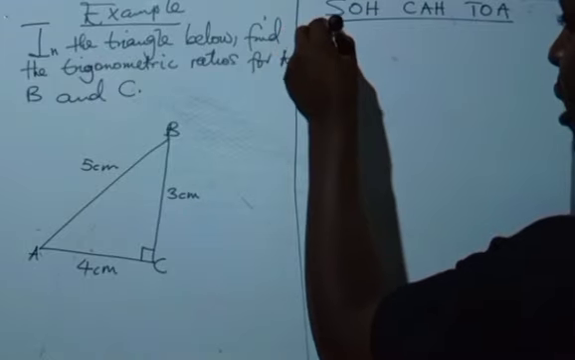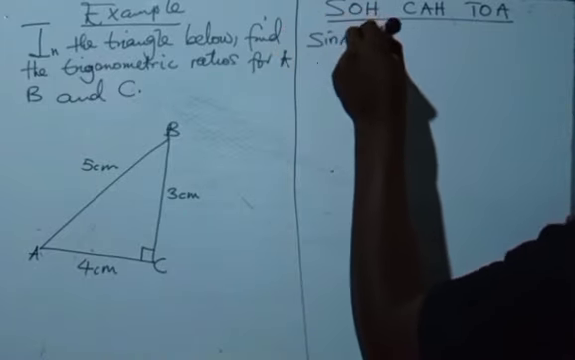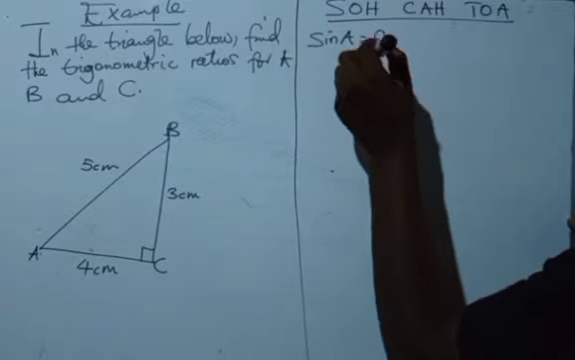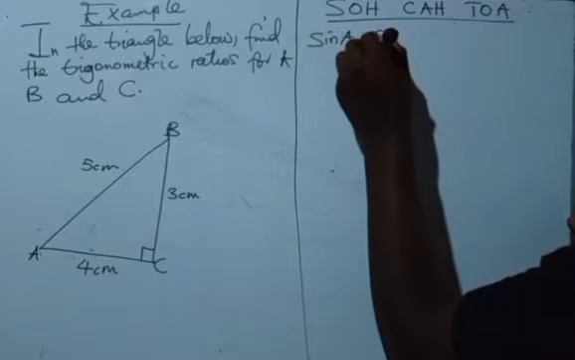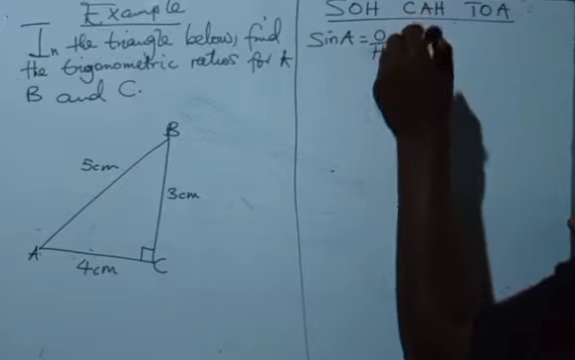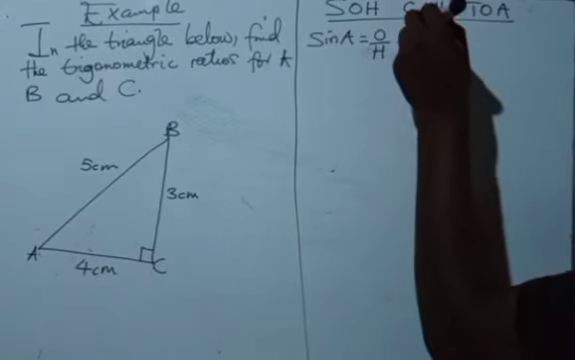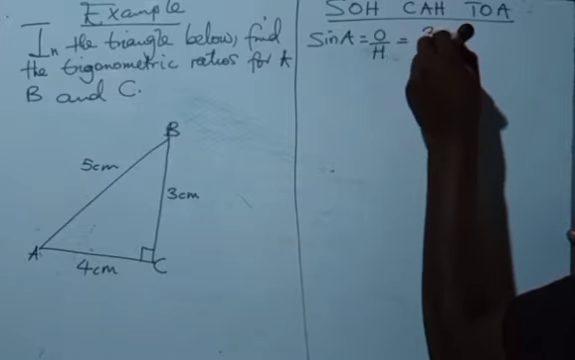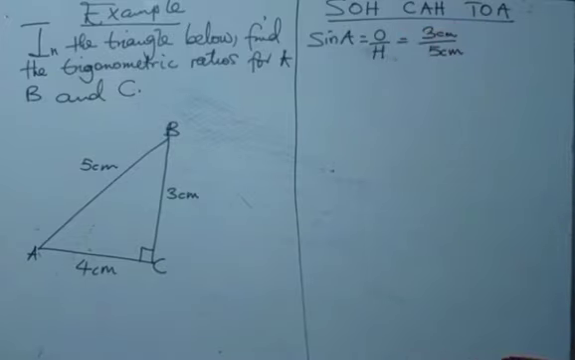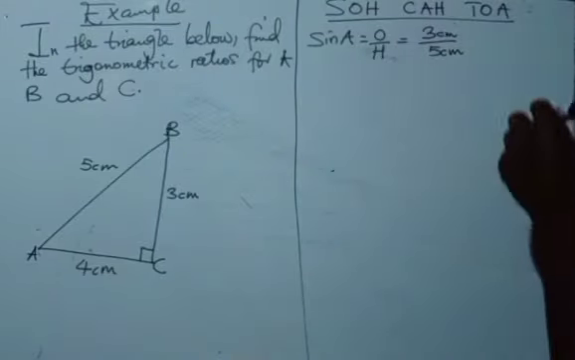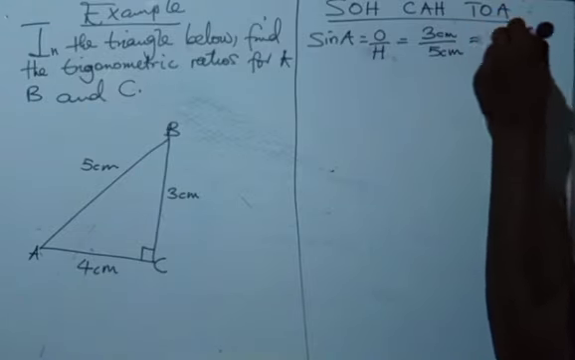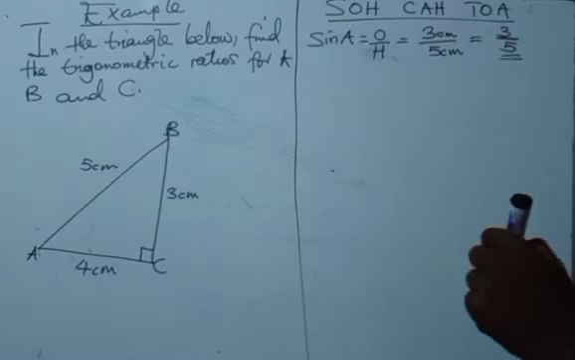We'll start by saying sine A. Sine A, you know, always sine is opposite over hypotenuse. What is the opposite of A? It is 3 centimeters. The hypotenuse of that triangle is 5 centimeters. So this one will be 3 over 5. 3 over 5 is the answer for sine A.